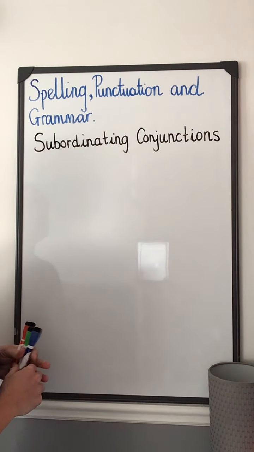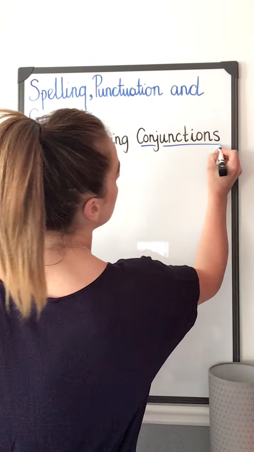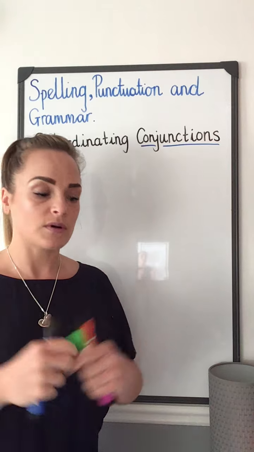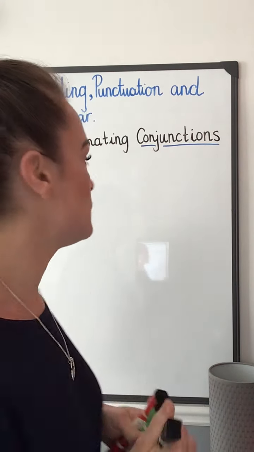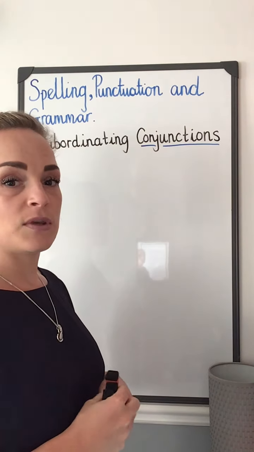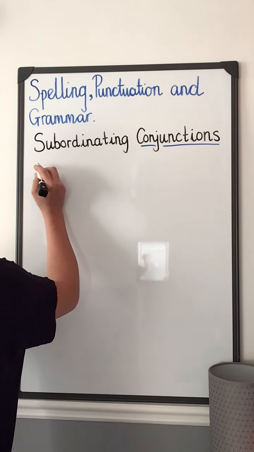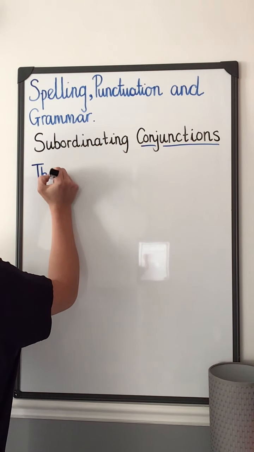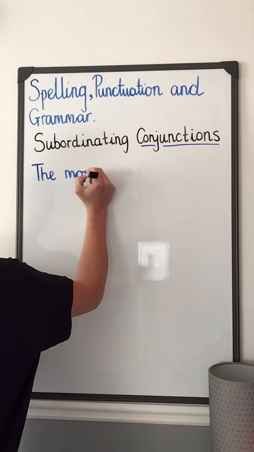Now, subordinating conjunctions, we all know the word conjunctions. And a conjunction connects things together. It puts two sentences or a clause, a main clause, together with something else. And it usually goes in between. Subordinating conjunctions can be used at the beginning as well. So to start with, I'm going to write a main clause. So a main clause is anything with a subject or a verb.